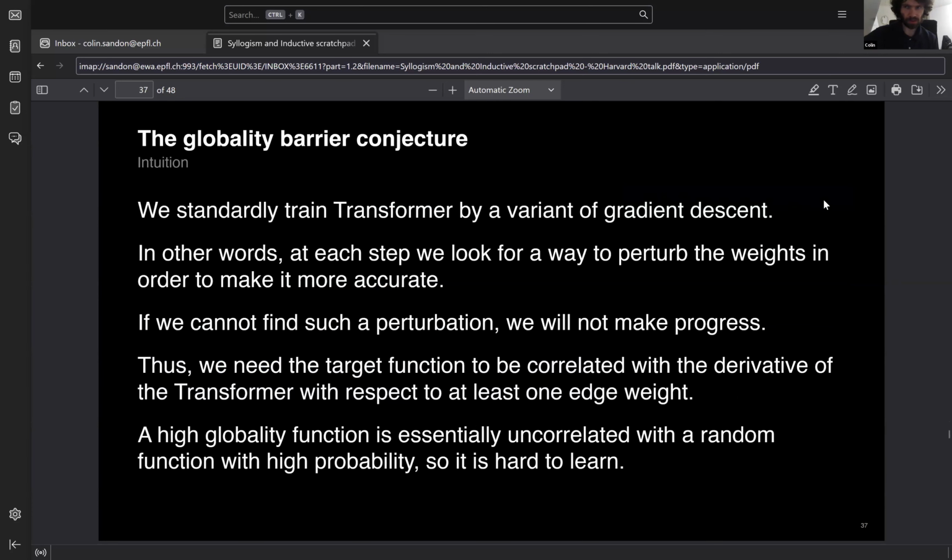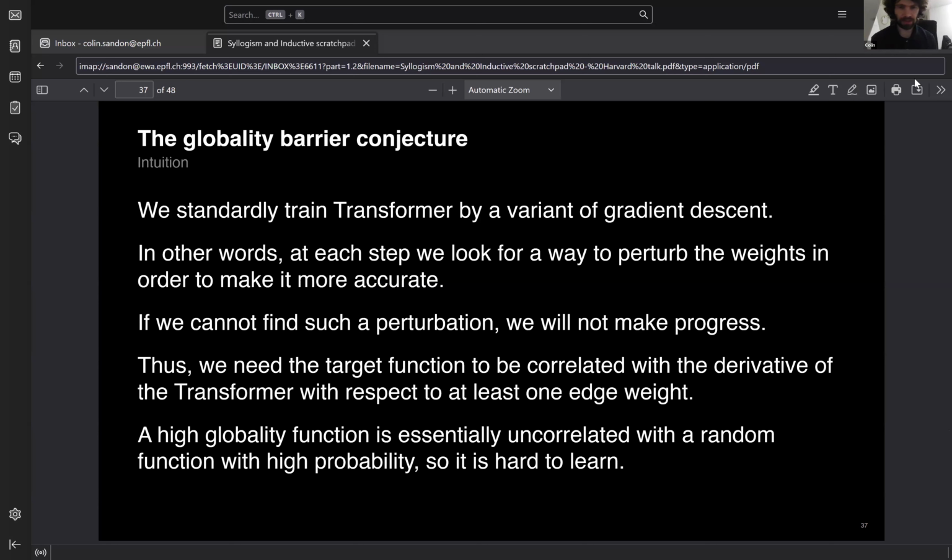The reason this holds, in more detail, is that in order to train a transformer, we're typically going to use some form of gradient descent, i.e., at any given time, we look at our existing model and then try to check for each weight if increasing or decreasing that weight makes the model more accurate. So if we can find a way to perturb the weights that makes the model more accurate, then it will gradually improve. If we can't find such a perturbation, the model is more or less stuck, and we'd expect not to make progress.